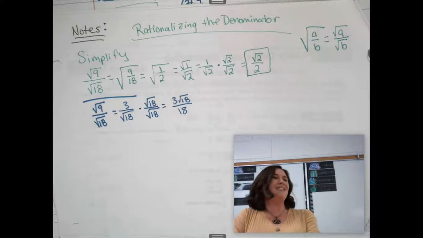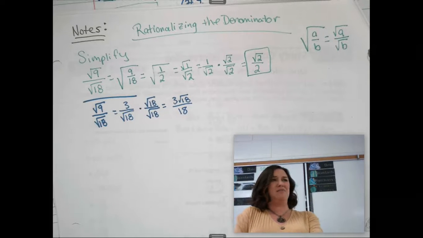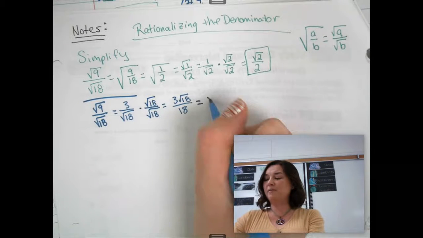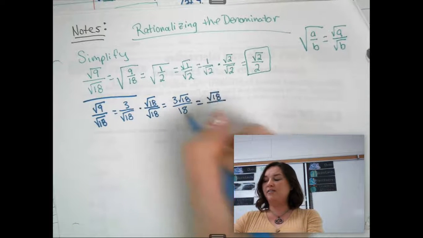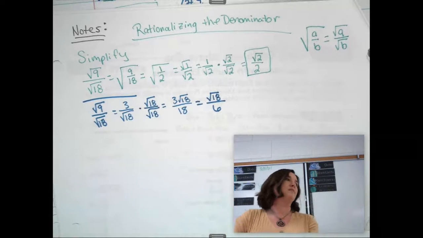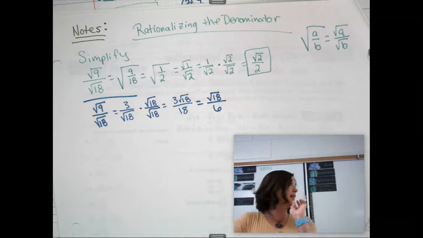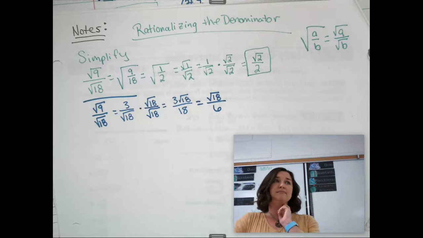Then I see 3 and 18 have something in common. What do they have in common? 3. So I'll divide them both by 3. 3 divided by 3 is 1, and 18 divided by 3 is 6. So 3/18 becomes 1/6. And if you want to put the 1 out front because that helps you, you can put the 1 out front.